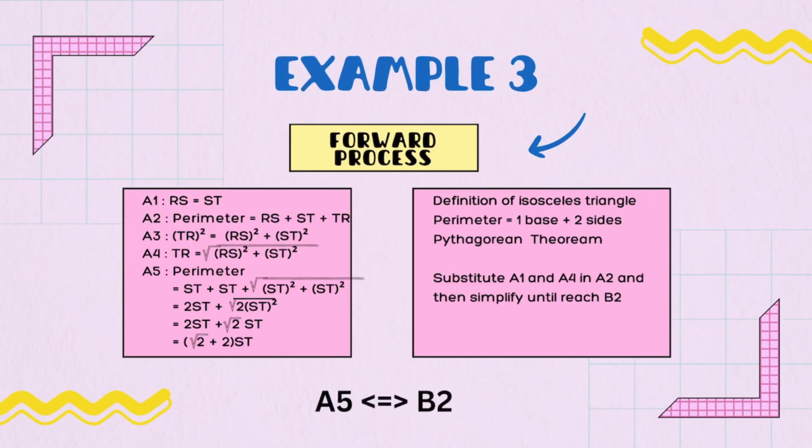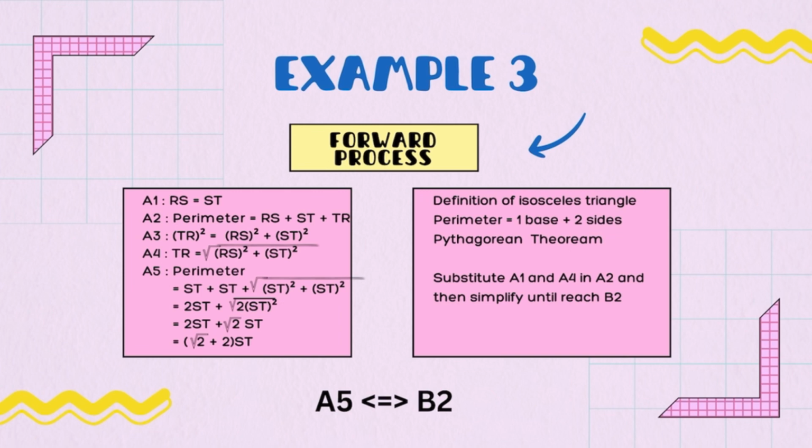Forward process. A1, RS is equal to ST, the definition of an isosceles triangle. A2, perimeter equals RS plus ST plus TR. Perimeter is equal to 1 base plus 2 sides. A3, TR squared equals RS squared plus ST squared. A4, TR equals square root of RS squared plus ST squared, where A3 and A4 come from the Pythagorean theorem.